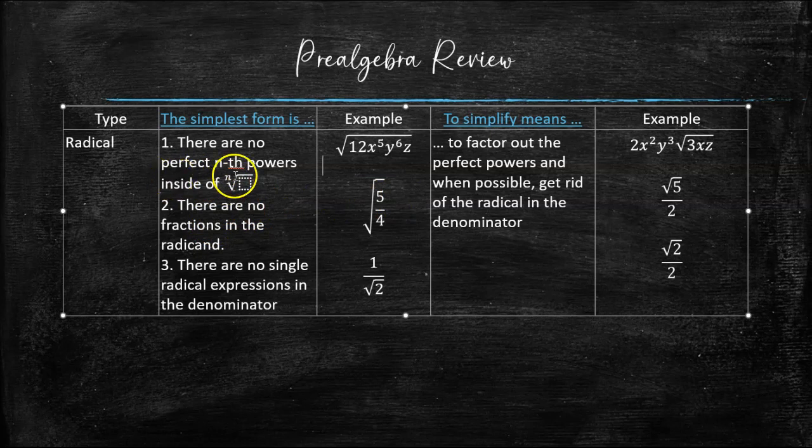Now, another criterion is that we're not supposed to have fractions inside of the radicals, because we can always get rid of that fraction and simplify the expression. We're also not allowed to have radicals in the denominators, and we can get rid of that radical and rewrite the expression with the radical in the numerator.